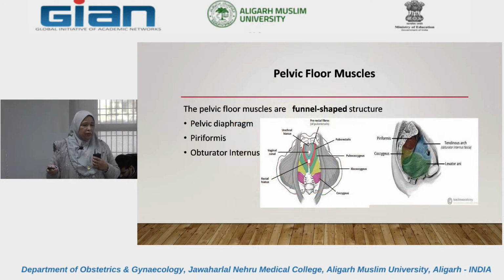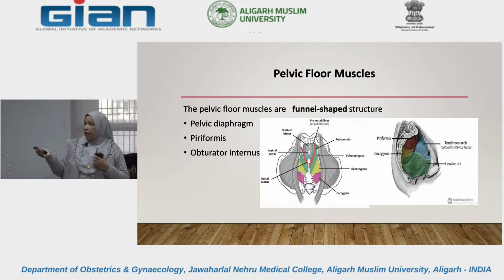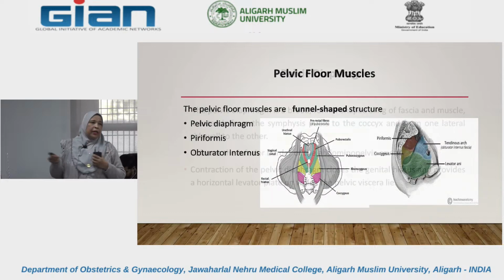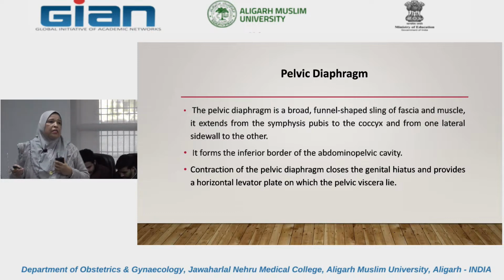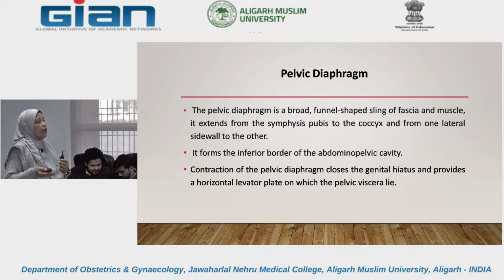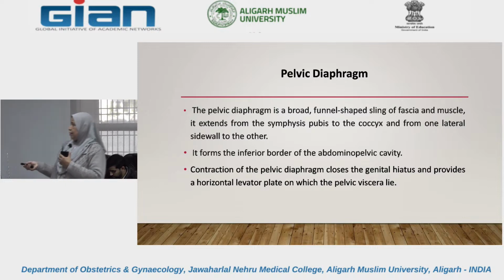Now coming to the pelvic floor. It is formed by the pelvic diaphragm, and laterally there are 2 muscles, piriformis and obturator internus. The pelvic diaphragm is funnel shaped and made up of various muscles. The direction of the pelvic floor muscles is anterior and medial, so when they contract, they approximate the urogenital opening. Contraction of the pelvic diaphragm closes the genital hiatus and provides a horizontal levator plate on which the pelvic viscera lie. So it is one of the supportive pillars for the pelvic viscera.